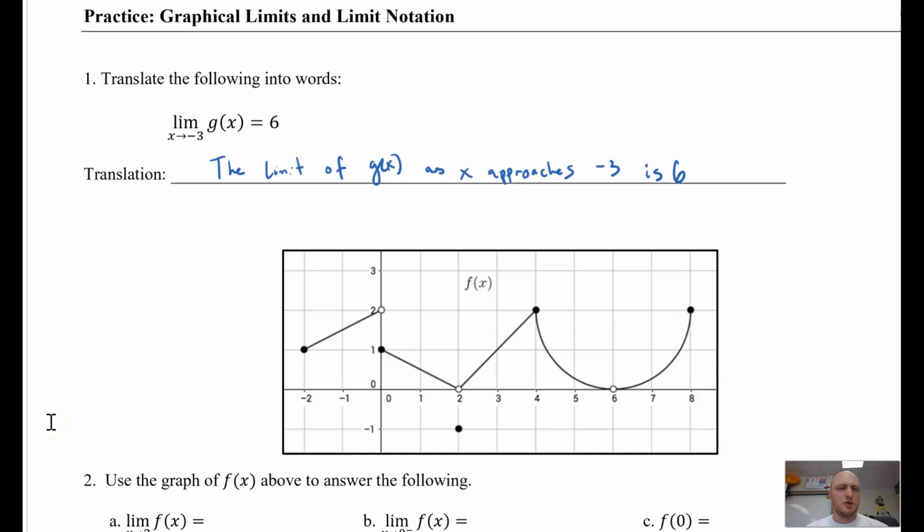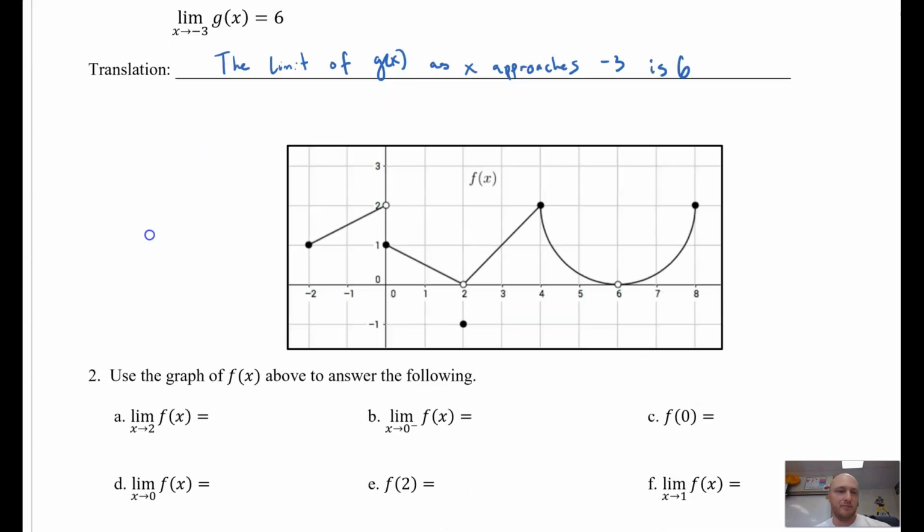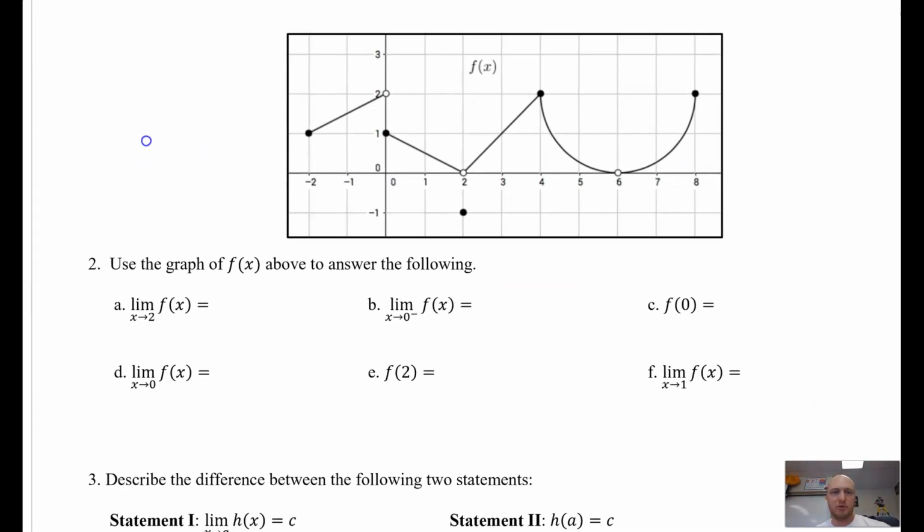All right, here is the translation for number 1. The limit of g of x as x approaches -3 is 6. Okay, so that's how you translate it into words. All right, here is example number 2. Go ahead, pause the video, and then I will show the responses to these.